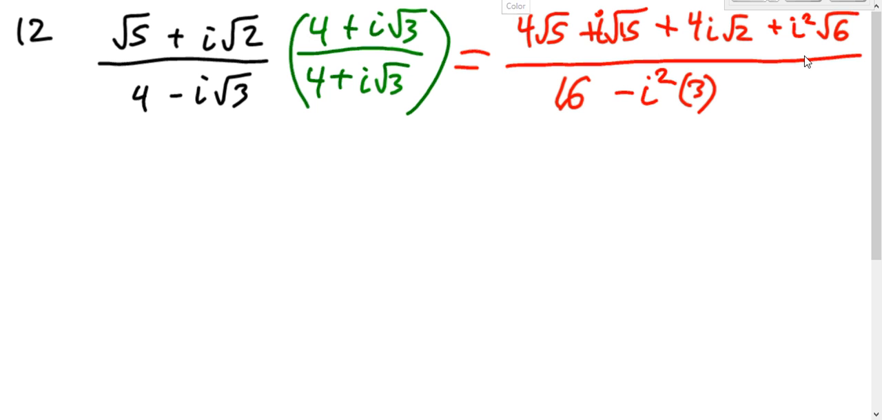Now we need to combine like terms and simplify what we got from multiplying. So I squared is negative 1, cross it out, change the sign. I squared is negative 1, cross it out, change the sign. So in the denominator, 16 plus 3 is 19. 19 for the denominator.